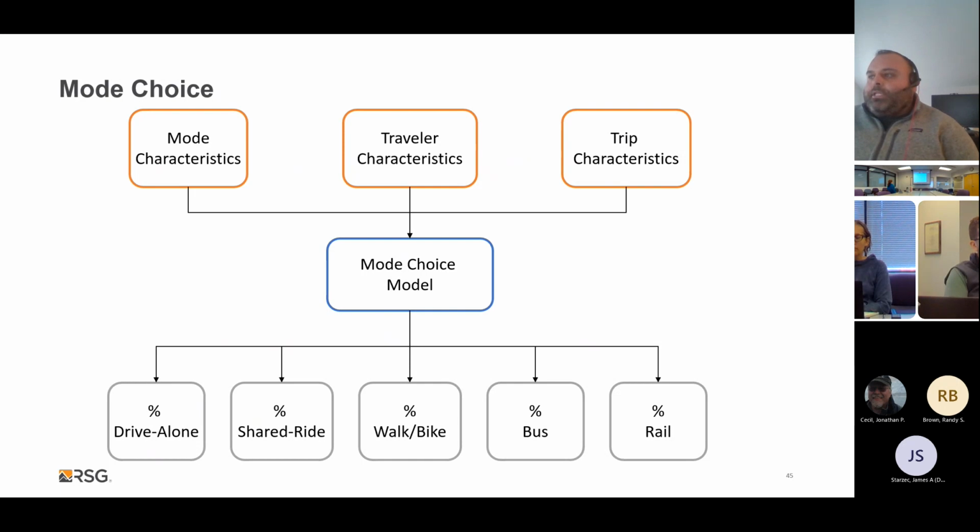So this is a generalized mode choice structure. And it's worth noting here that this really only includes passenger modes when we're talking about the mode choice model. So we're not talking about commercial vehicle trips at all. It's just passenger vehicles or passenger type trips or person level trips.